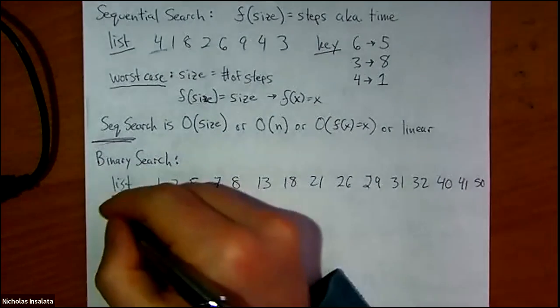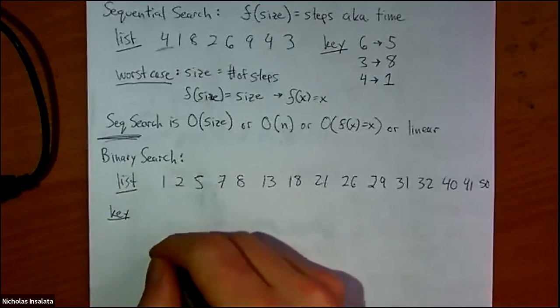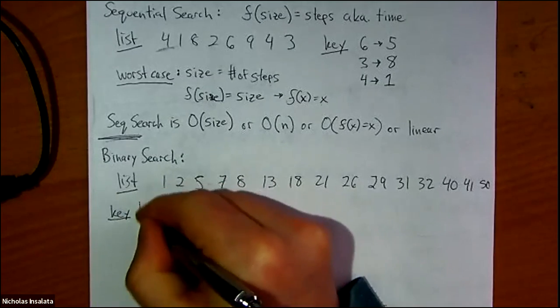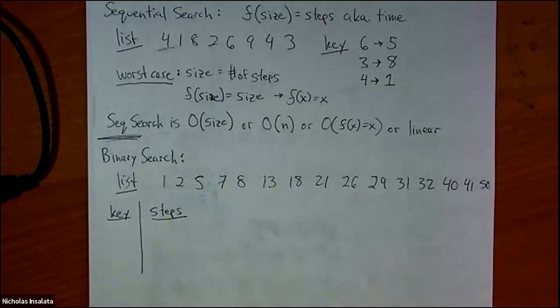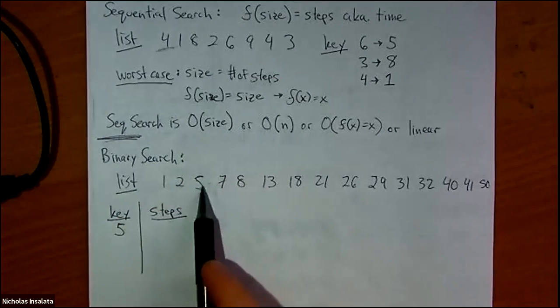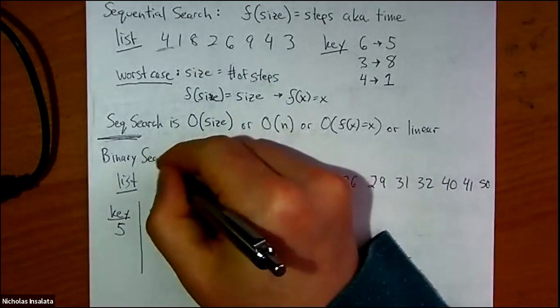And let's say that my key, let's do a few examples here, right? So let's say that my key, and let's do the number of steps. Make a little function table here, right? So let's say that I'm looking for the number 5, which is on my list, right? So what are my steps going to look like here? And let me label these with their indices.